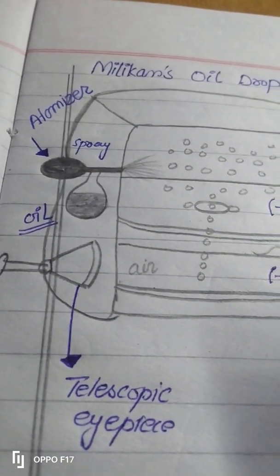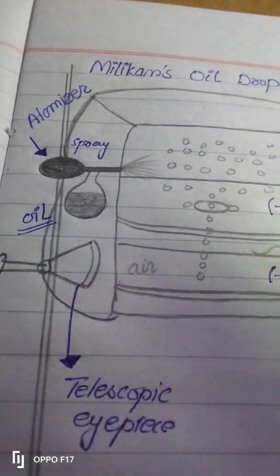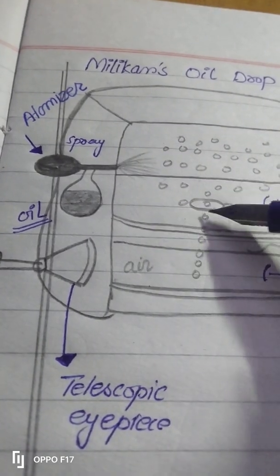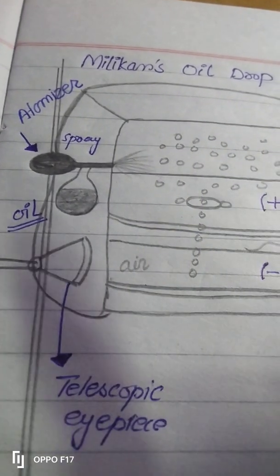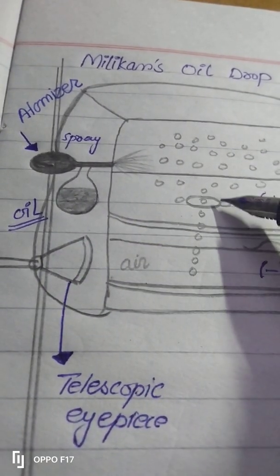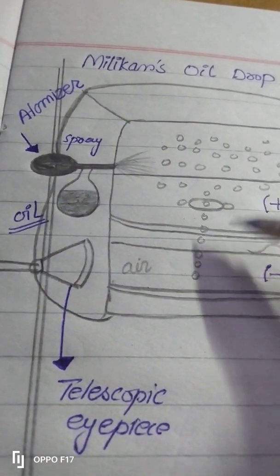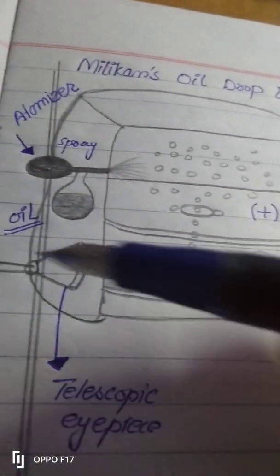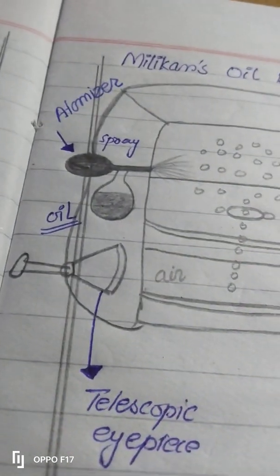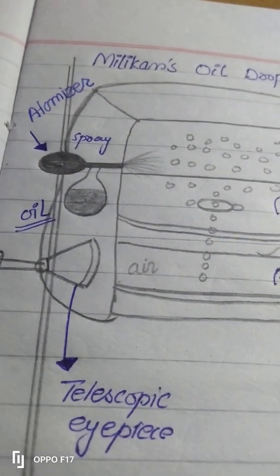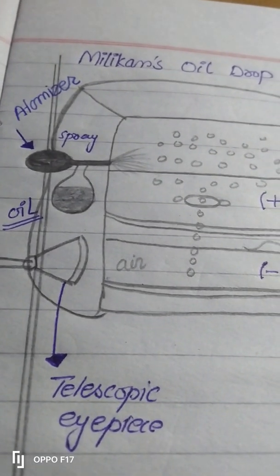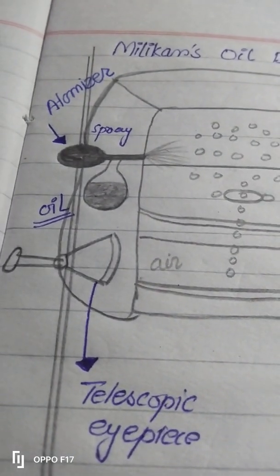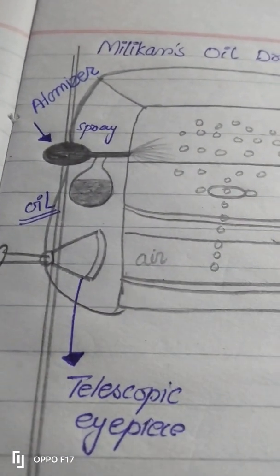So when he sprayed the oil on the first chamber, as you can see over here, there is a hole. He made a hole over here, and the oil from the first chamber went into the second chamber. As you can see over here, he connected a telescope in order to see what's happening inside the metallic chamber, where the oil drops are going. So he connected this metallic chamber with a telescope in order to observe.